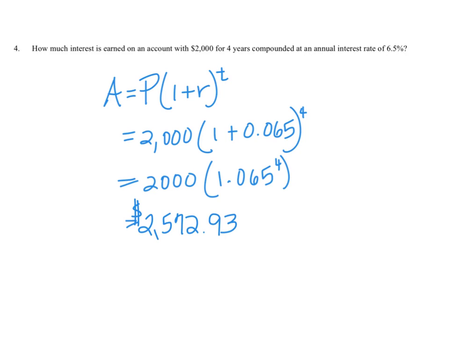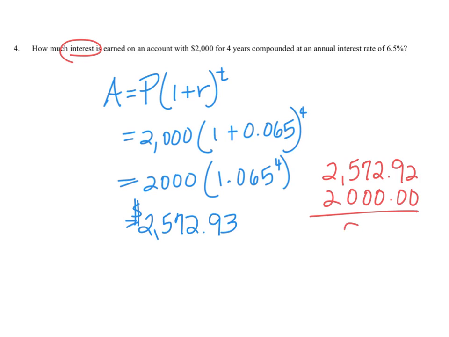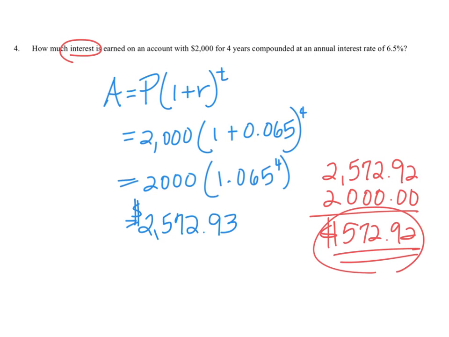The total amount would be $2,572.93. The question is how much interest is earned. So we go back to that principal and subtract it from what we got in the formula. This would be the total amount earned in 4 years, $572 and change. So now you try question number 4 on your homework sheet.